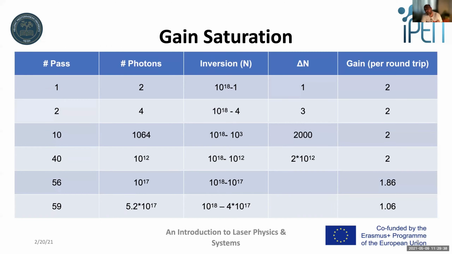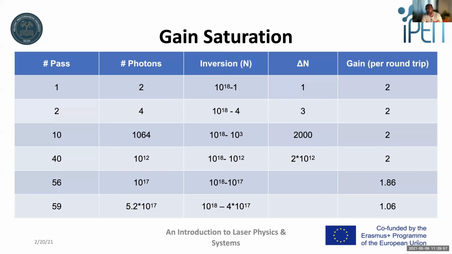So at the beginning, we have a gain of 2 because of the population inversion of 10^18. And when our population inversion will lower from 10^18 to 10^18 minus 4 times 10^17, all right?